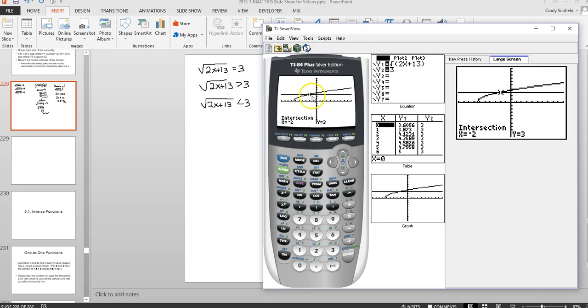At -2, that's where they're equal. So we wouldn't include it, but we do include the starting point, because from the starting point over to that intersection, all of that piece of the graph is included underneath the horizontal line there.